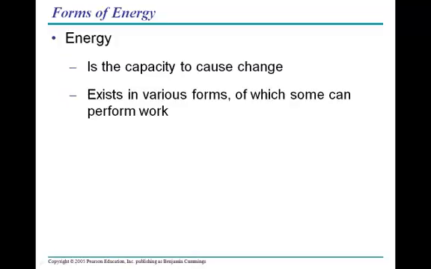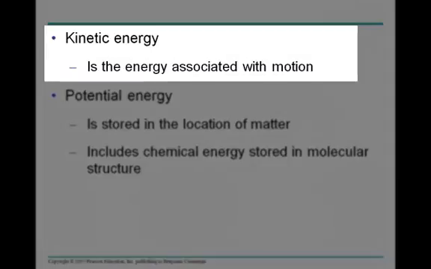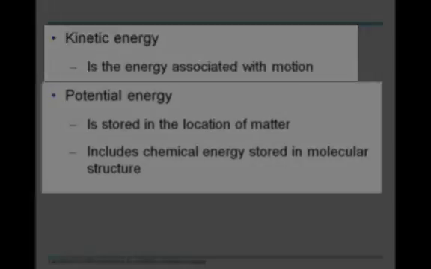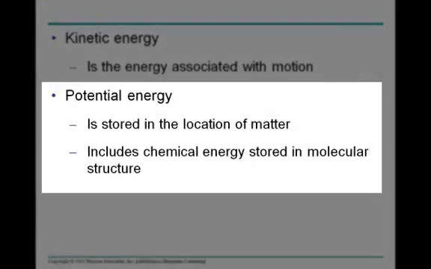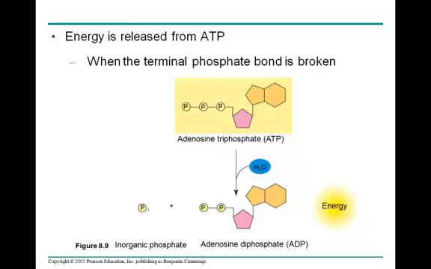So what is energy? Energy is the capacity to cause change or to do work. It exists in various forms, of which some can perform work. There are two main types of energy. There's kinetic energy, which is the energy associated with motion. And then there's potential energy, which is energy stored in the location of matter. This includes chemical energy stored in molecular structure, by which we mean the energy stored in the bonds between the different atoms that make up a molecule. And so potential energy is energy stored in bonds.